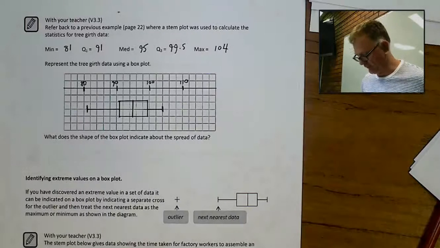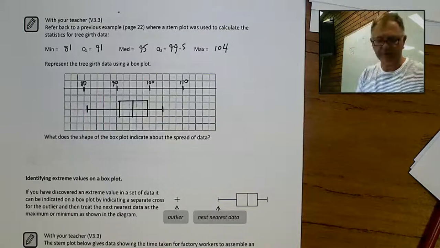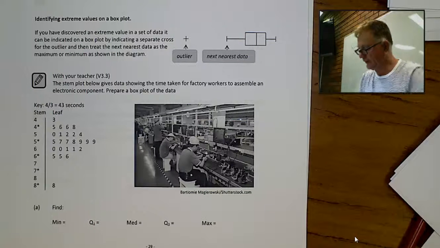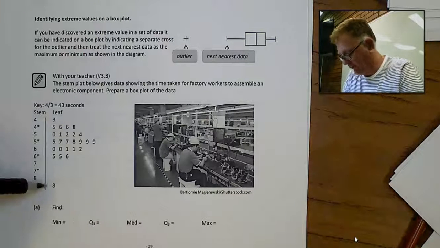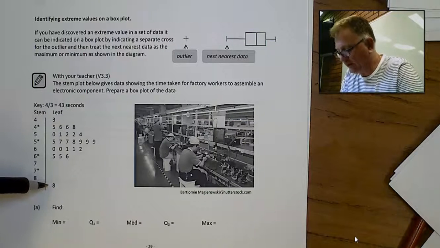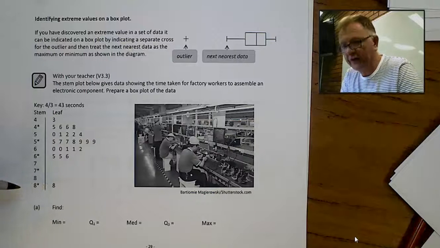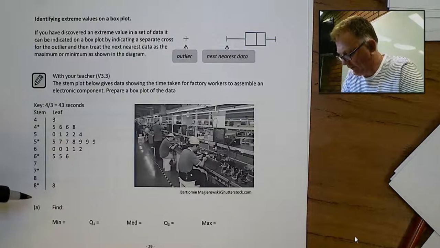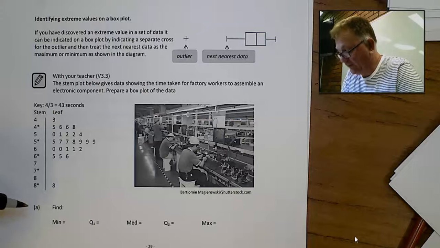We're going to do another question now, so I'll just pause for a minute and set it up. Going to do another box plot here, and this time it seems quite obvious there's an extreme value, an outlier, and we're going to show that on our box plot. But first of all, we need to know these key figures. It's sometimes called a 5-figure summary: the minimum, lower quartile, median, upper quartile, and maximum.